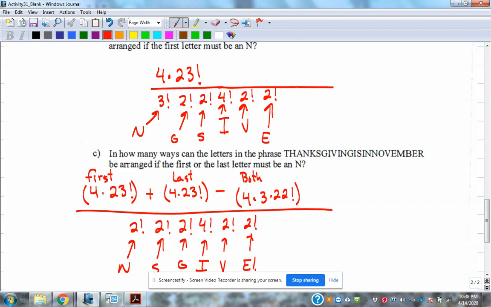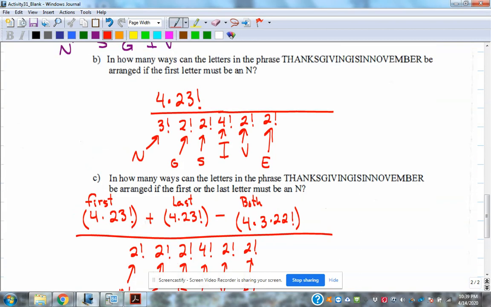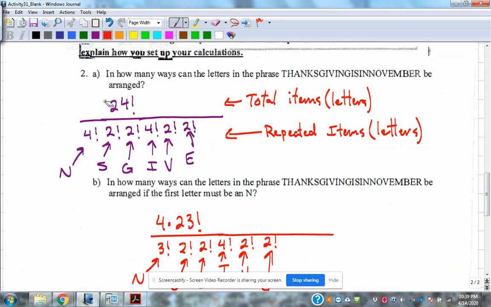So again, possibilities of arrangements on the top, and then you're dividing out the factorials for the number of items or terms that are repeated in that list, whether it's letters or items, cars, books, coronavirus tests, something like that.